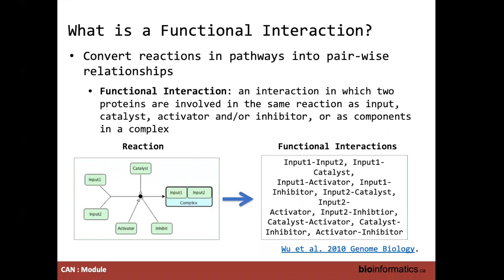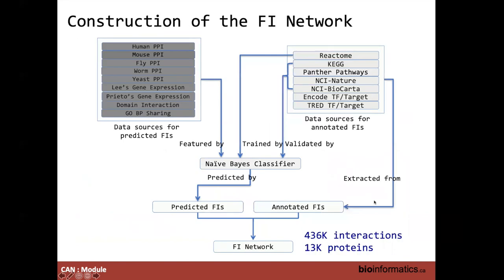So I already mentioned functional interaction, but I want to define it a little bit more in terms of what it is. A functional interaction is a reliable biological network based on manually curated pathways and extended with verified interactions. So the starting point is to create these pairwise relationships from the reactions, which are the units of the pathway. So you break down the reaction into a variety of different binary interactions, some of which are shown here on the right and the bottom. And in terms of how this is done, we import a lot of data sets from a number of other pathway databases, including KEGG, Panther, NCI, and some other transcription factor target data sources.